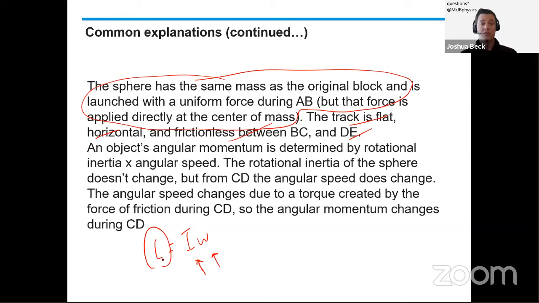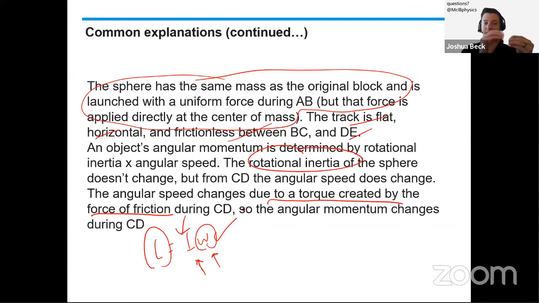So you can introduce this equation, that's fine, or this relationship, that's fine. But now you've just added more dots that you need to connect. Now they said the rotational inertia of the sphere doesn't change, so that's good. They say that the angular speed does change. Okay, that's good. But we still need to connect that to the problem. They finally say that it changes due to a torque created by the force of friction. Got it. So now I know why that changes. Based on the problem, I finally connected it to that dot.